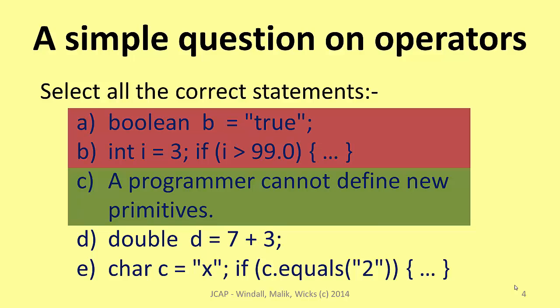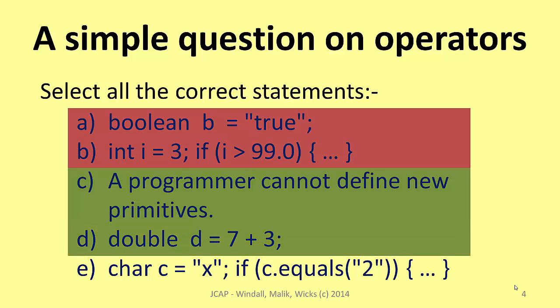What about D? double d is equal to 7 plus 3. Well, 7 and 3 are integers, and d is a double. So will that work? Well, yes, doubles include integers. So double d equals 7 plus 3 will work.